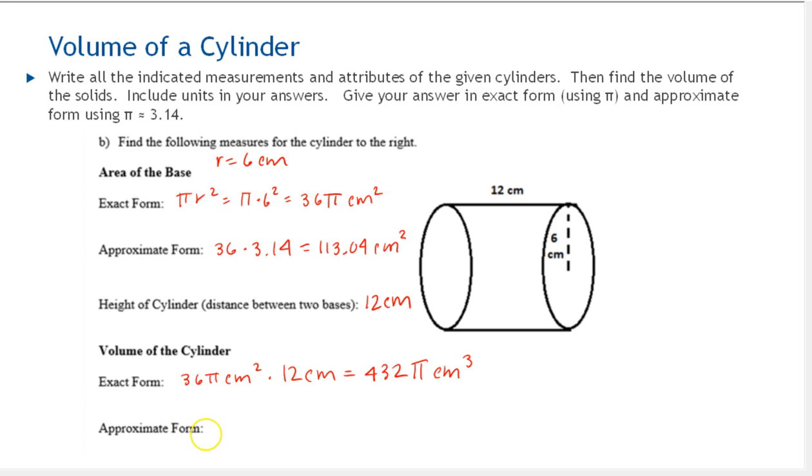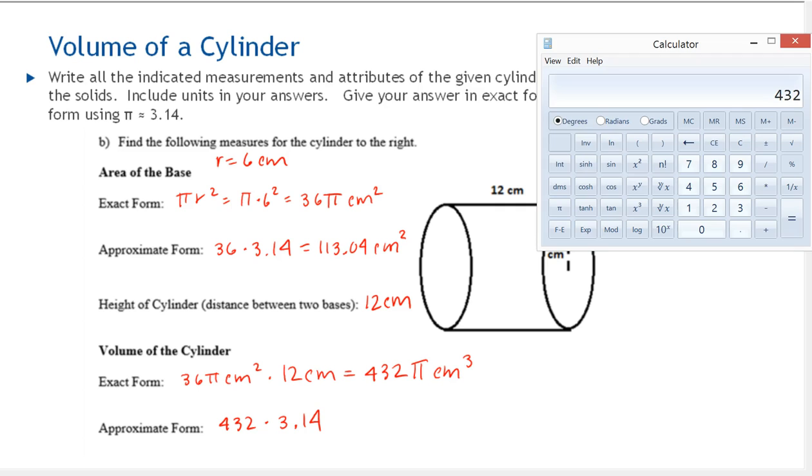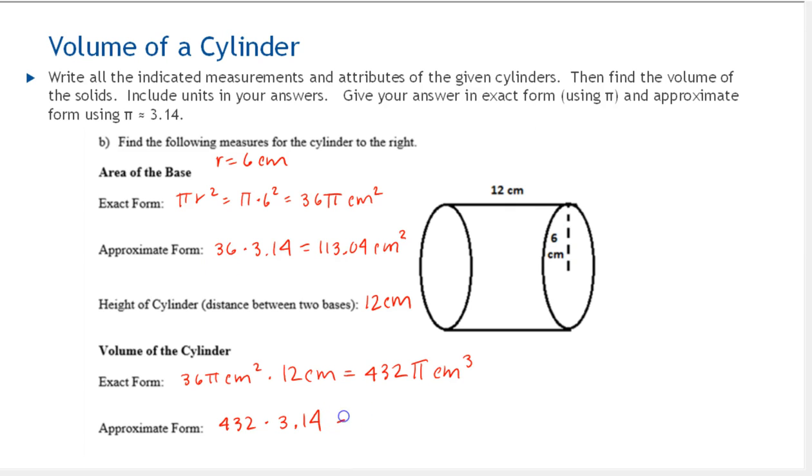For our approximate form, I'm just going to replace pi with 3.14. So we have 432 times 3.14, and that's 1356.48 cubic centimeters. Let's look at one last problem.